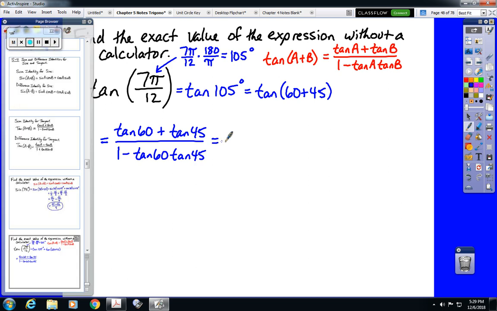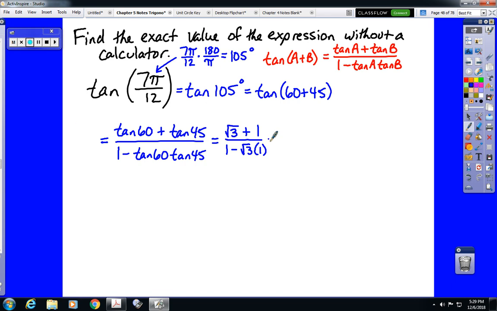We're going to plug those numbers in. So that's root 3 plus 1 over 1 minus root 3 times 1. So that would be root 3 plus 1. Actually, I'm going to write that as 1 plus root 3 because that would be the proper math notation. So 1 plus root 3 on top. I just switched these terms to put the whole number first, as is convention in the math community. And down here, I'm just going to multiply 1 times root 3 to get 1 minus root 3.